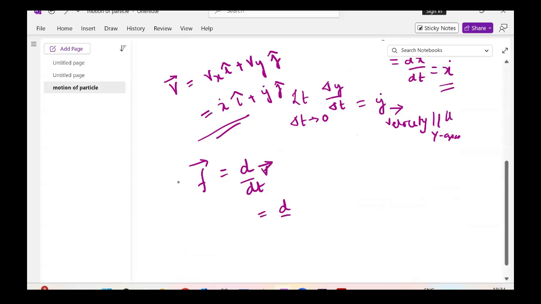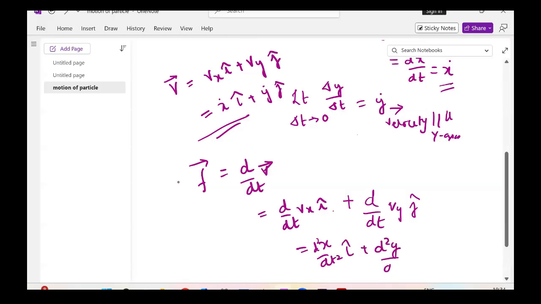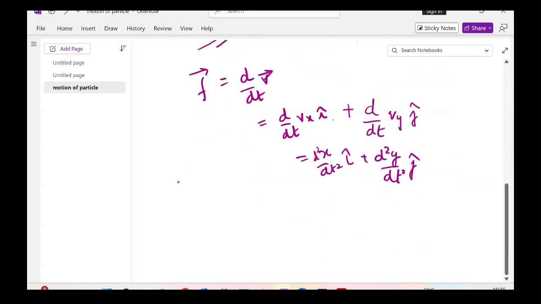So that means d dt of Vx, and let me write the complete vector notation, plus d dt of Vy. That means what you are getting here: this is x dot, so d2x dt2. Similarly, d2y dt2. And we most commonly symbolize it as x double dot and y double dot. So this is my fx and this is my fy.